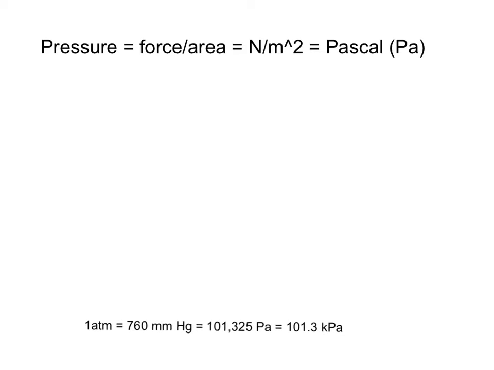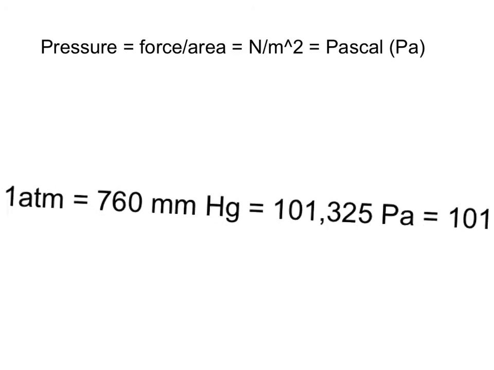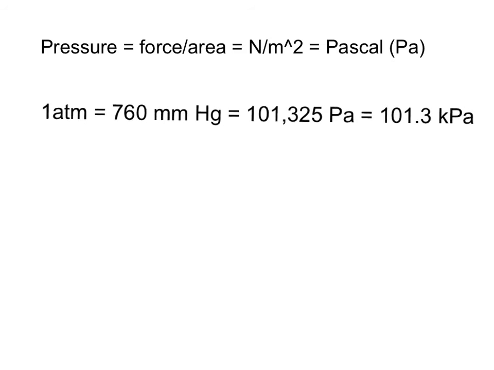We need to know in physics what pressure is. Pressure is force divided by area, so its units would be newtons per square meter. Most of the time we don't use that as our unit. We rename that a Pascal, abbreviated Pa. Atmospheric-wise, the SI unit for pressure is 101,325 pascals.